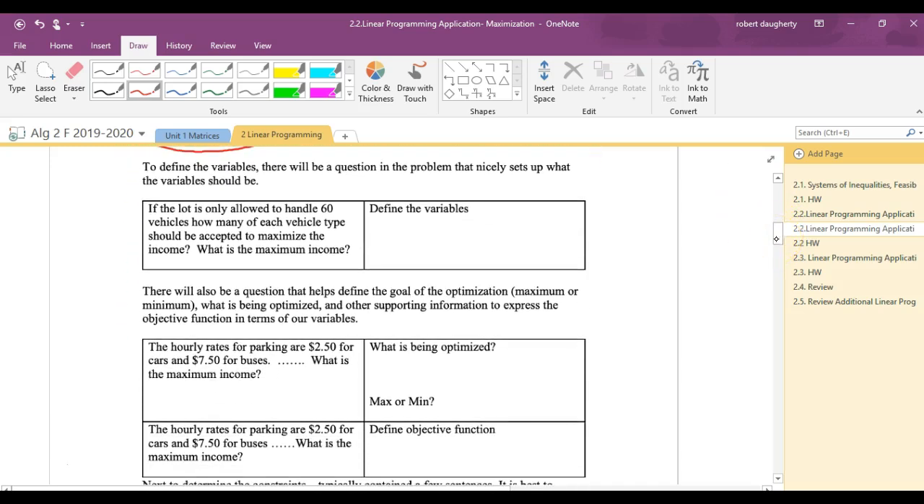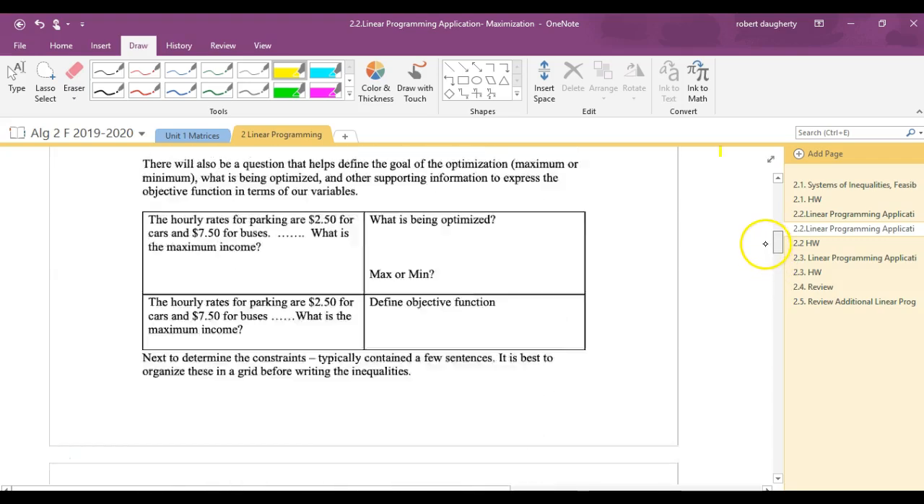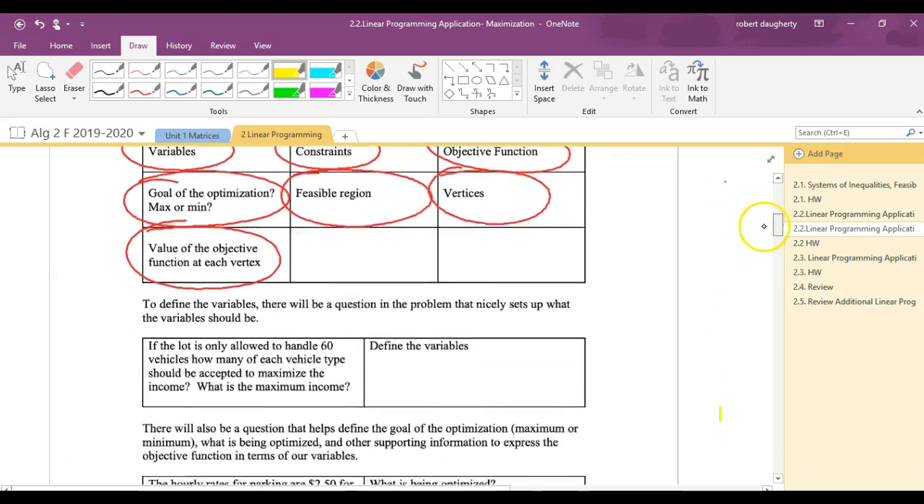Okay, the first thing I need is to define the variables. The best way to define the variables is to look at your original problem, and somewhere embedded in the questions is a big clue as to how to define the variables. If the lot is allowed to handle 60 vehicles, how many of each vehicle type should be accepted? Those are my variables: the number of the vehicle types. So in this problem, I have buses and cars for my variables.